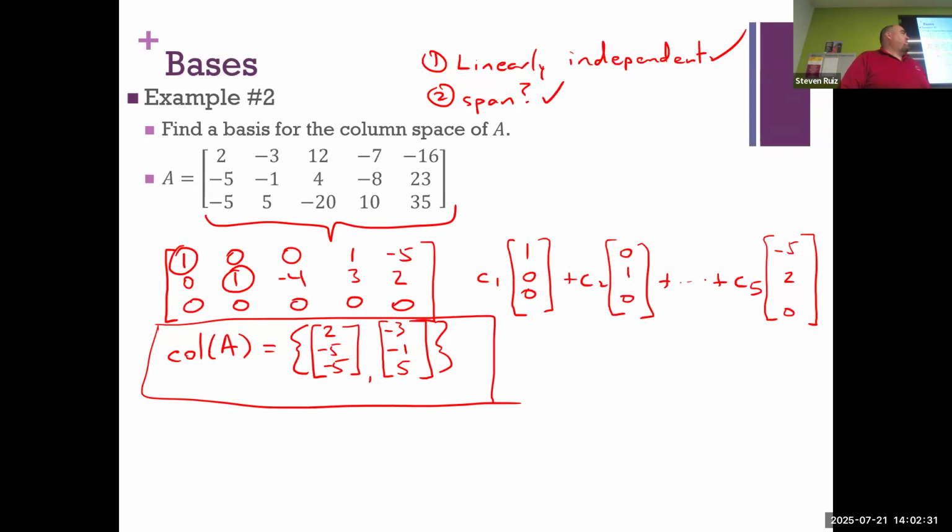Questions so far? Questions on how we whittled it down to those 2 vectors and those 2 alone. Does this look familiar at all to you? Does this look like something we've already done?